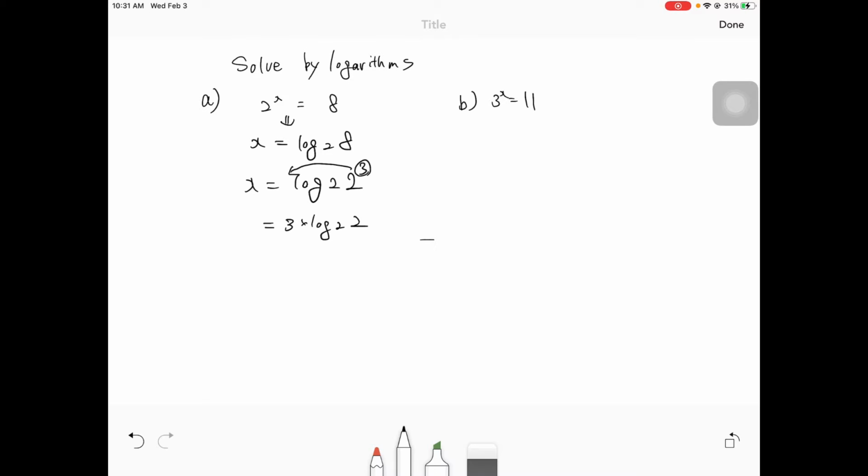So if you have no idea about the power rule, please check out my previous video. It's 3 times log base 2 of 2, and log base 2 of 2 is equivalent to 1. So the answer is 3.